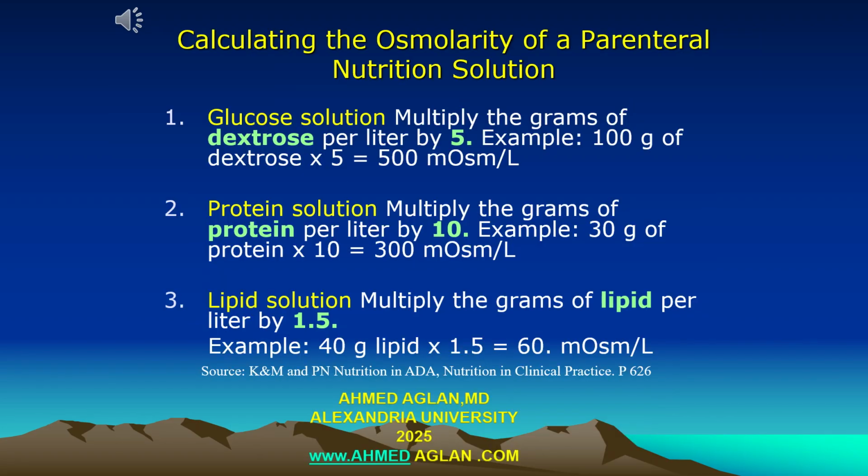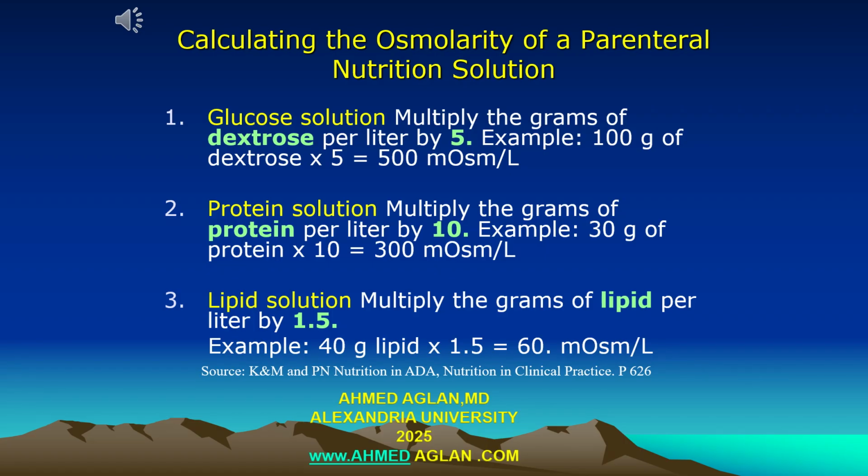This slide provides the essential rules of thumb for calculating the osmolarity of a parenteral nutrition solution, which is crucial for determining the appropriate route of administration, either through a peripheral or a central vein. First, for the glucose solution, you multiply the grams of dextrose per liter by 5. For example, 100 grams of dextrose gives you 500 milliosmoles per liter. Second, for the protein solution, typically from amino acids, multiply the grams of protein per liter by 10. So, 30 grams of protein equals 300 milliosmoles per liter.